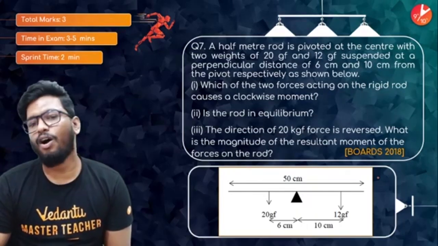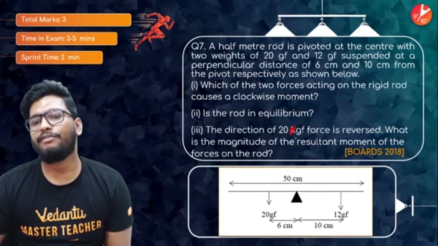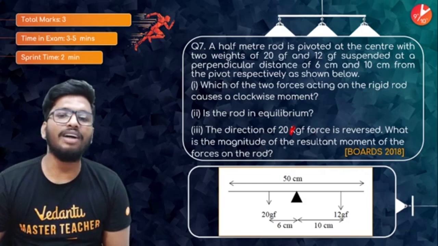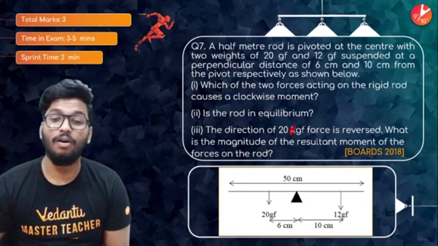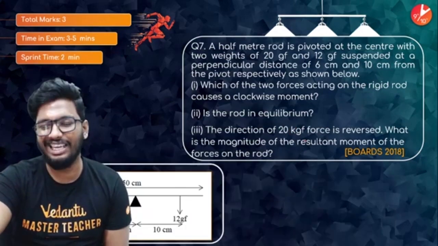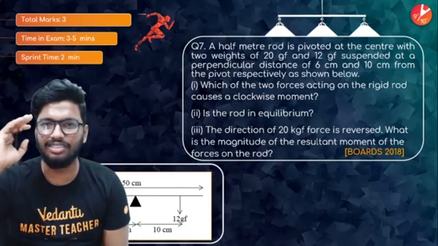Which of the two forces acting on the rigid rod causes a clockwise moment? Is the rod in equilibrium? If the direction of 20 gf, not kgf, is reversed, what is the magnitude of the resultant moment of forces on the rod? Whoa, got a little serious now. All right, so this is the question. The diagram is clearly given. It's such an easy question.